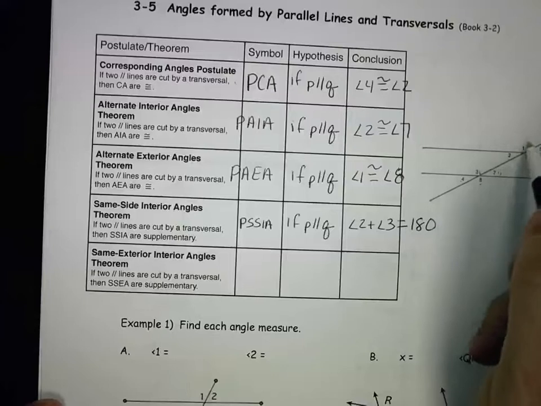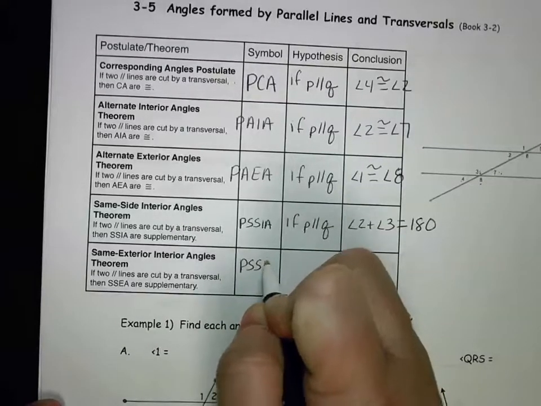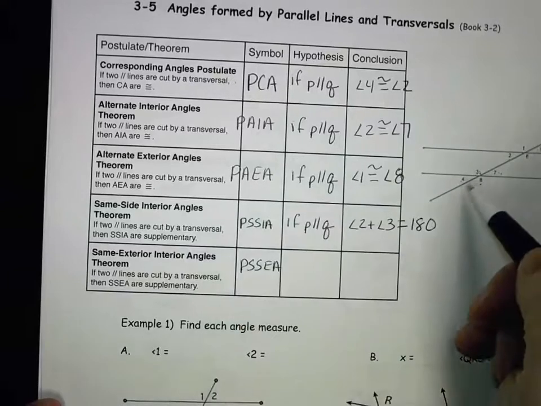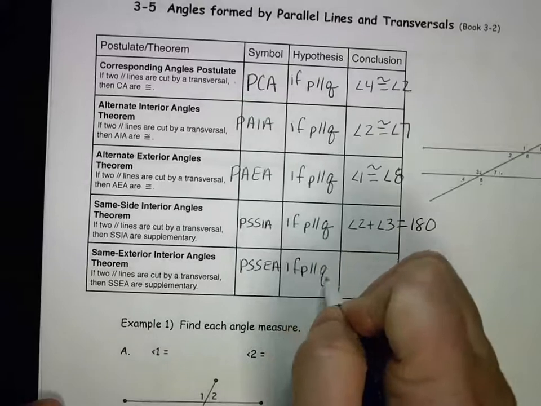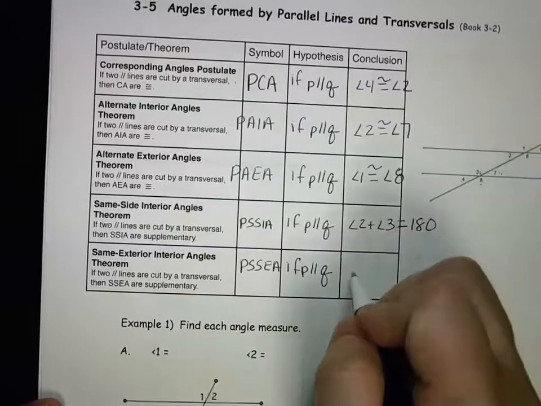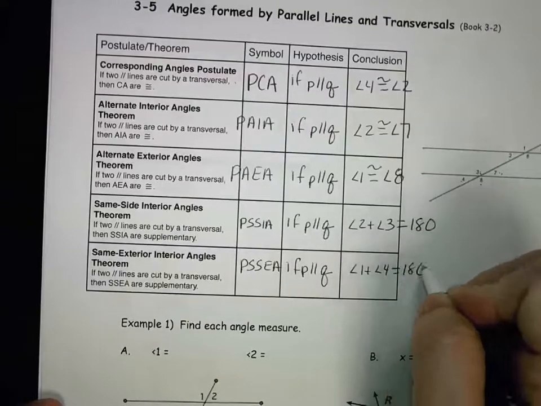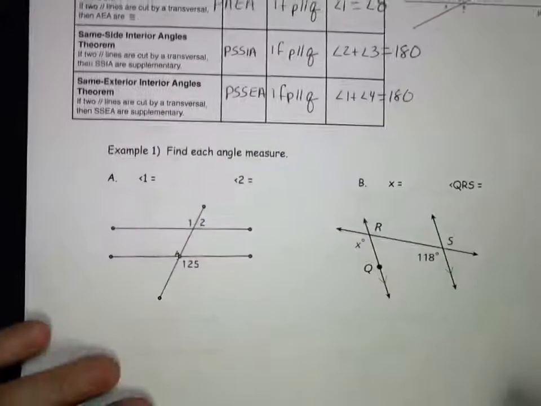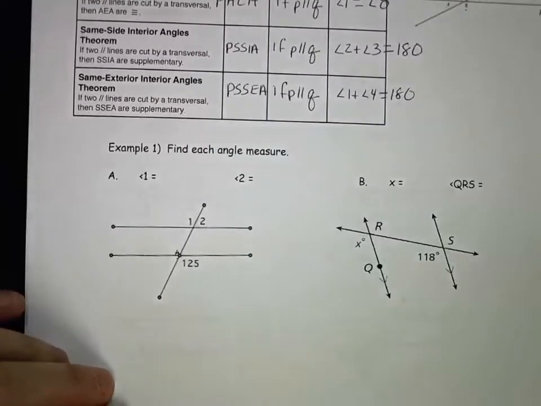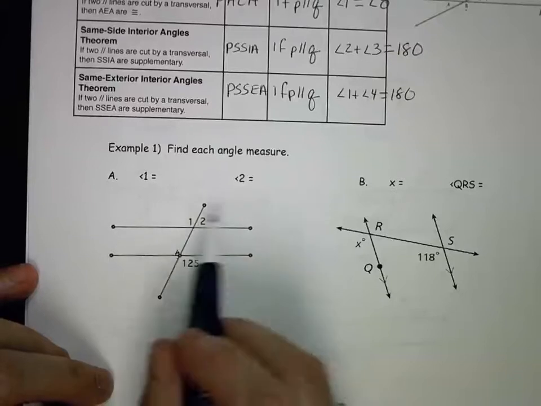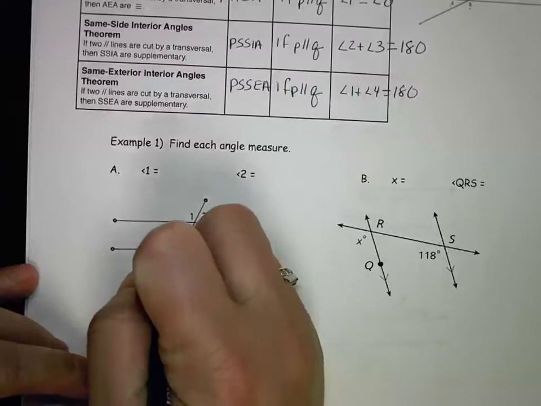And the same thing for the same side exterior angles, PSSEA. If we have parallel lines, so if P is parallel to Q, then angle 1 plus angle 4 equals 180. And this question down here kind of shows us what's going on here. We're going to find all of these angles. I know it only asks us to find 2, but I'm going to find all of them.